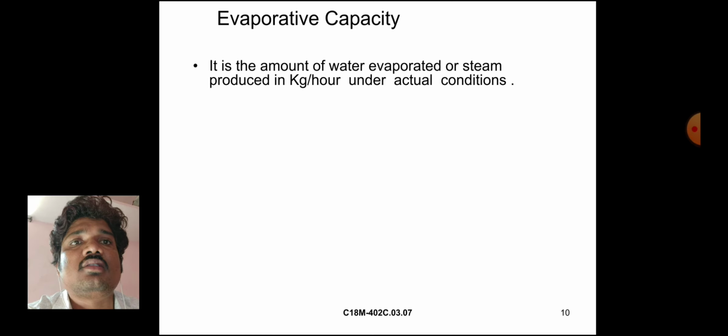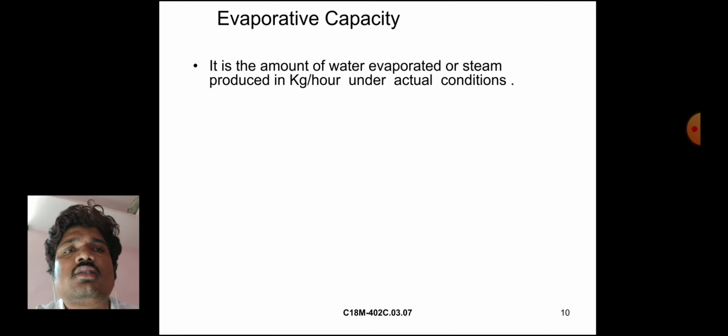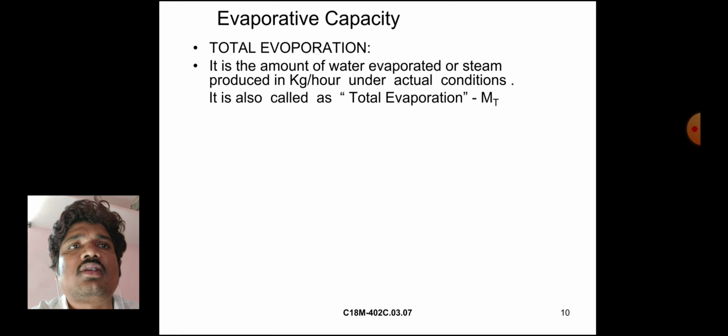Evaporative capacity. It is the amount of water evaporated or steam produced in kg per hour under actual condition, that is, in one hour how many kg of steam is produced under actual condition. It is also called total evaporation, MT.